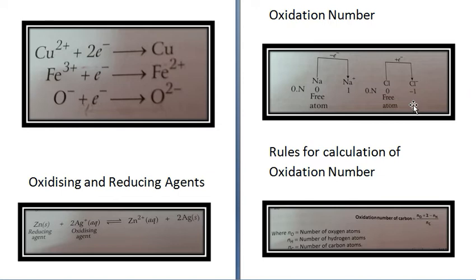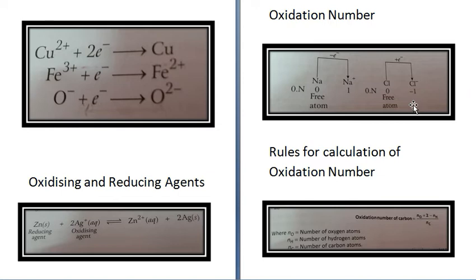Second is for ions composed of only one atom, the oxidation number is equal to the charge on the ion. If an ion is in uncombined state, then whatever is the charge on the ion, that is its oxidation number. Like Na+ will have oxidation number +1, Fe2+ will have +2, Al3+ will have +3, Cl- will have -1, O2- will have -2.